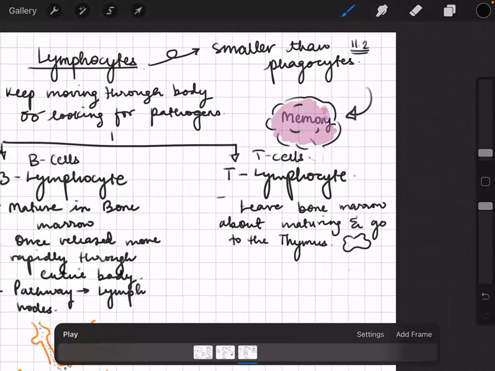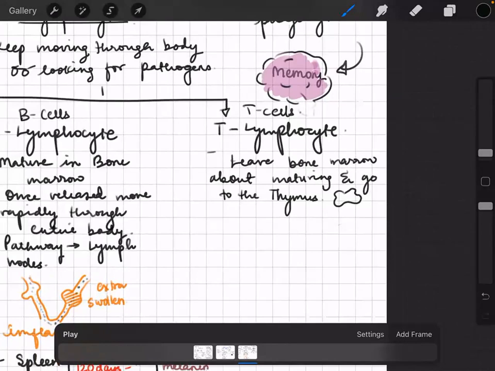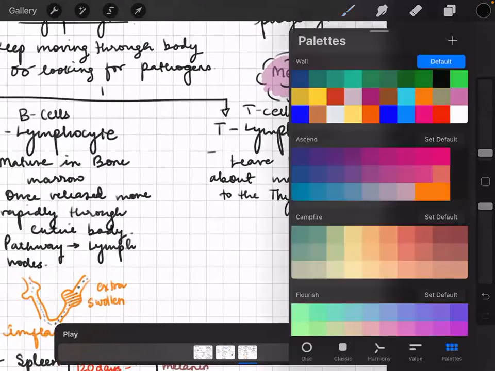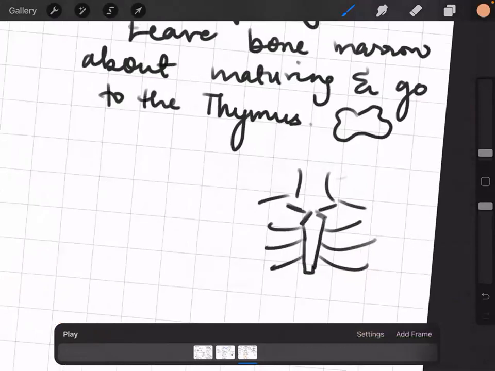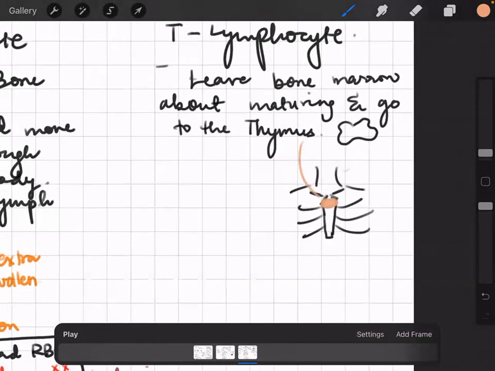So if this is your neck like this, okay, you will see that there are two bones that are present over here, which we refer to as collarbones. And then you have another bone like this to which your ribs get attached. The thymus is a yellowish organ which is going to be present right over here. Okay, this is what your thymus looks like, and this is where it is going to be present.